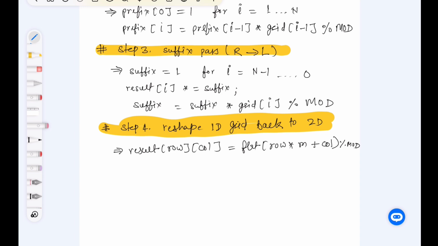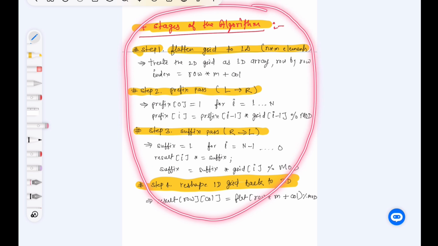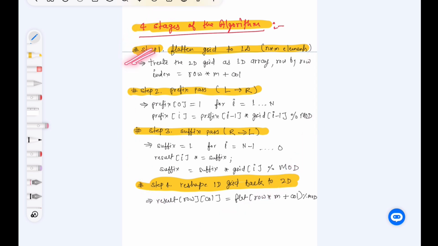So let's go to the code and we'll try to use these 4 steps. Keep in mind that these 4 steps are very important before developing this approach. The very first step is to convert into a 1D array, then the prefix pass, then the suffix pass, and then convert back to the 2D array. Okay, so let's go to the code.